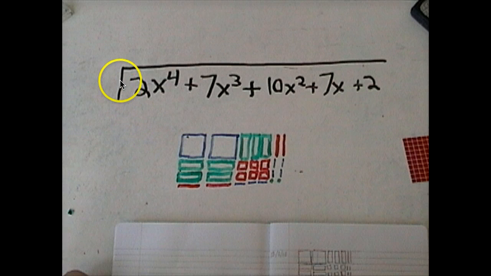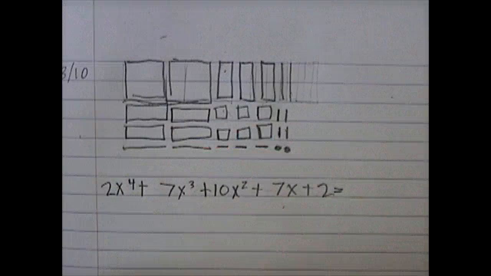So here, we just use this symbol right here. That means rectangle. I counted out the rectangle. Look at that. 2x to the 4th. Look at all those terms. 2x to the 4th plus 7x to the 3rd plus 10x squared plus 7x plus 2. Now, I'm going to tell you one side, and all you have to do is tell me the other side.